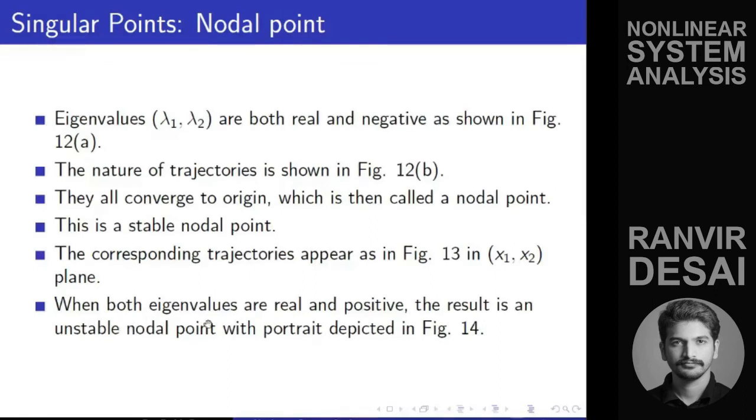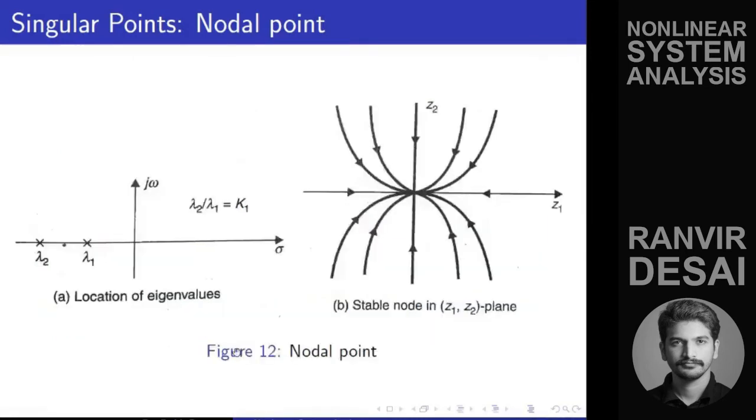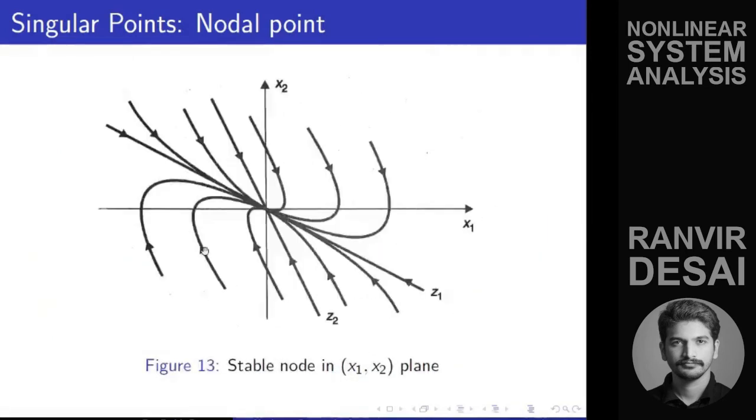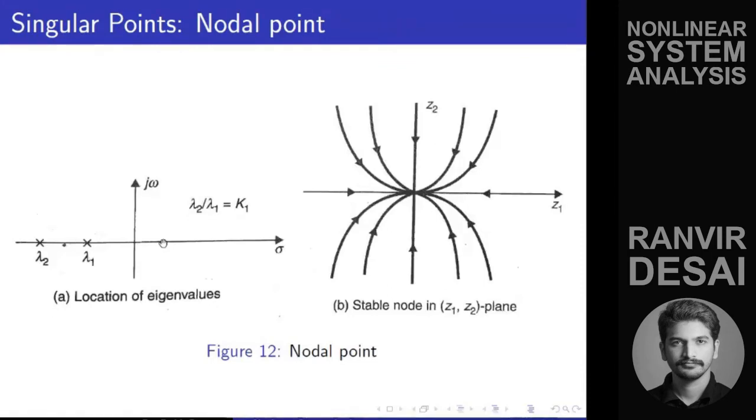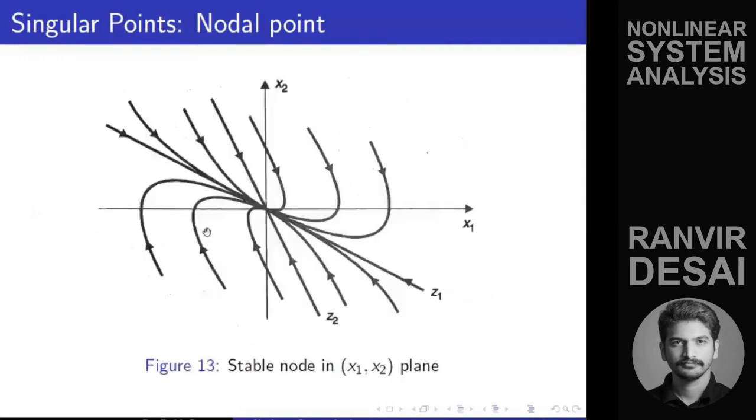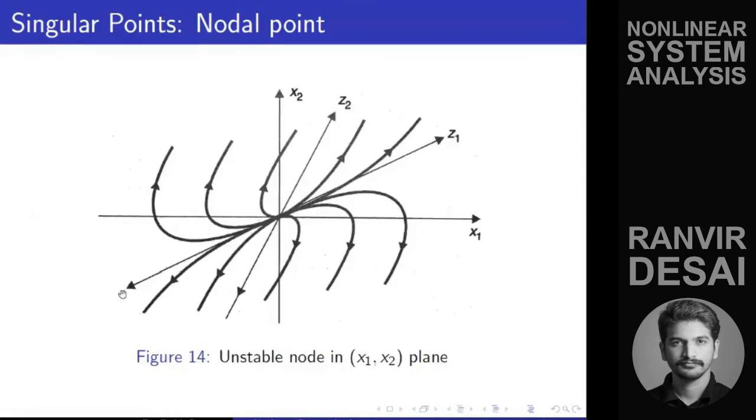When both eigenvalues are real and positive, they result in an unstable nodal point. This is your type number 2. You write number 2, unstable nodal point. The first one was a stable nodal point, and the second one is an unstable nodal point. You write down lambda 1, lambda 2 are positive. If they are positive real, you can draw a similar figure like this also, where lambda 1 and lambda 2 will be here on the positive side, and it will give you this figure.